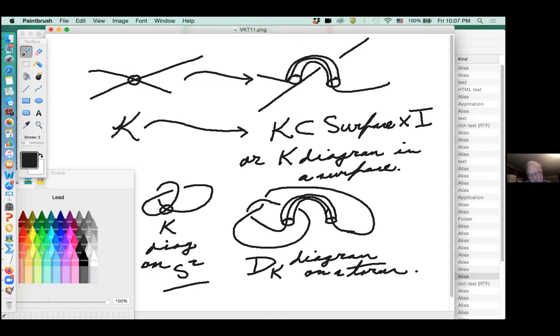So we can ask ourselves, if I think of this as a mapping D taking virtual knots over to diagrams on surfaces, then you have to ask, what happens there when you do these virtual moves? You're going to be changing the handle structure. So let's think about that a little bit.